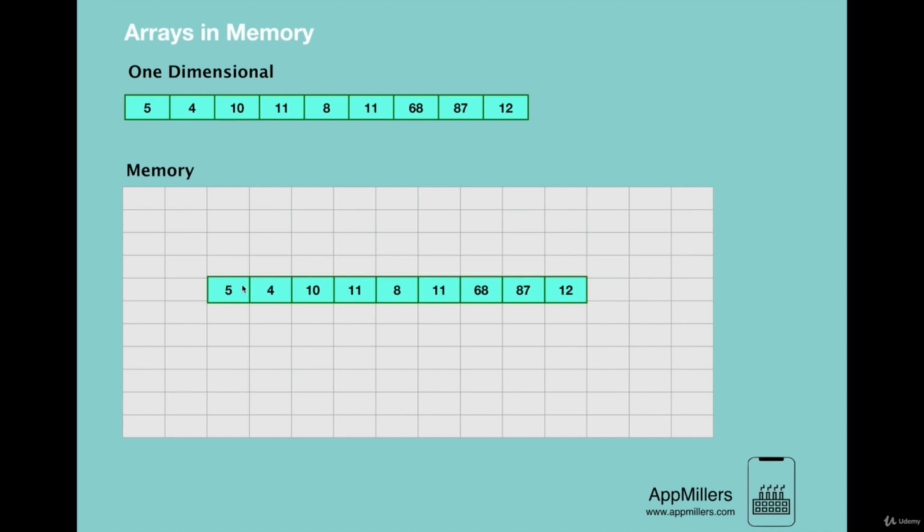This means that there will not be any gap between these cells over here. For example, 5 cannot be here and 4 cannot be here. If 5 is here, then 4 has to be over here. This means that these elements will be located next to each other, no gap between them. So this characteristic is guaranteed by the system.